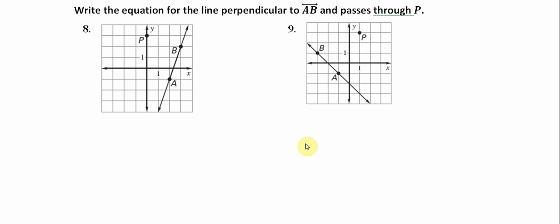In this video, we will learn how to write equations of perpendicular lines when given another line. So here, we want to find a line that's perpendicular to AB and passes through point P.